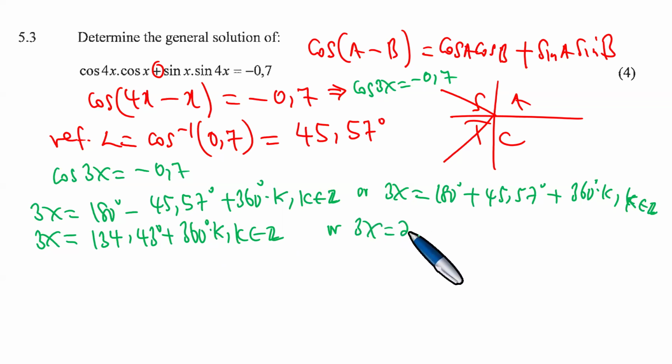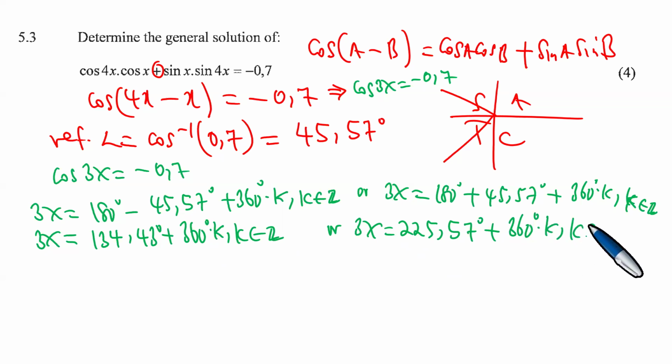or 3x equals, okay, this is 225.57 degrees plus 360 by k, k in Z. So we continue.